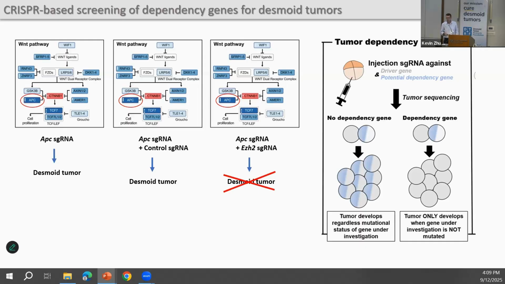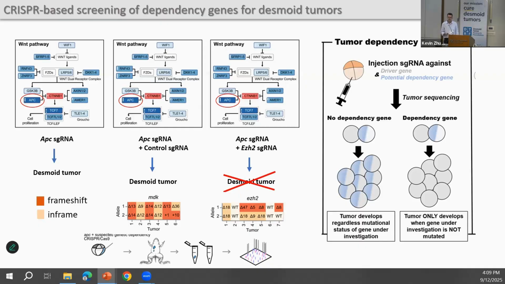However, when we extract the DNA from these tumors and do amplicon sequencing of the targeted region, we find that if it is a dependency gene, we never have biallelic frameshift mutation. So it's always one wild type allele or one in-frame allele, never biallelic frameshift mutation. This is the criteria that we use to find these dependency genes.